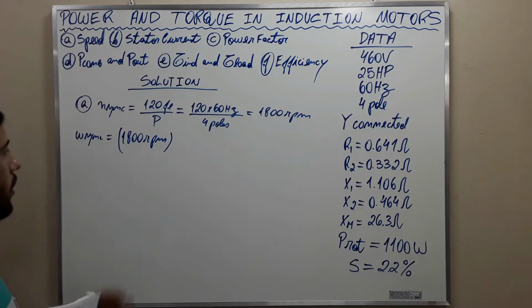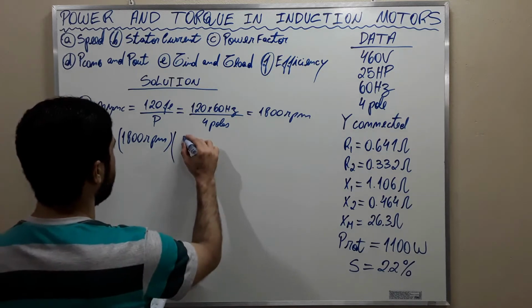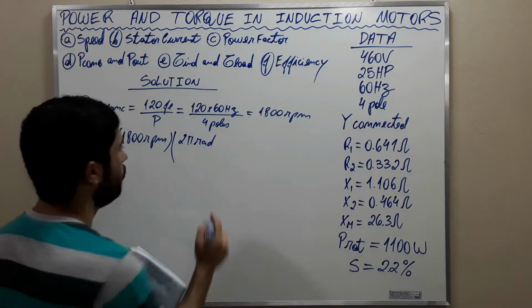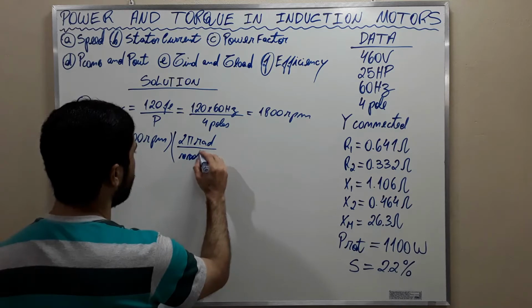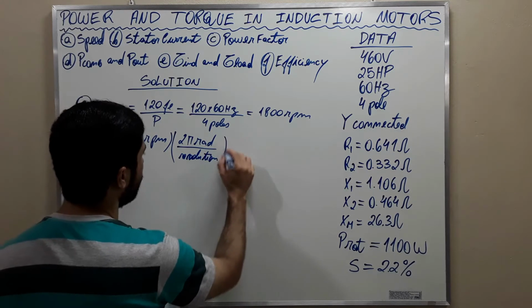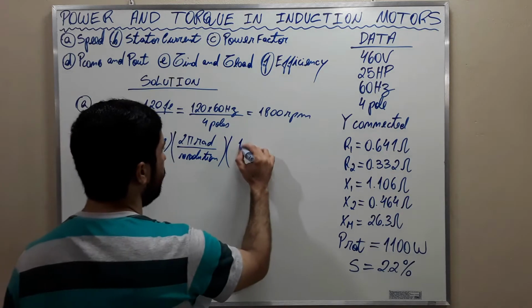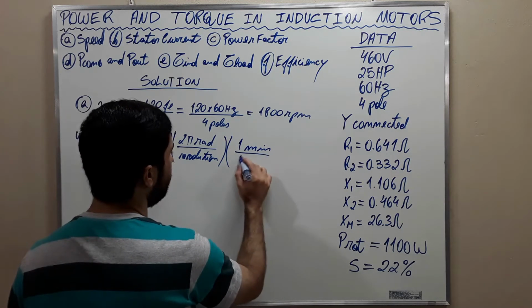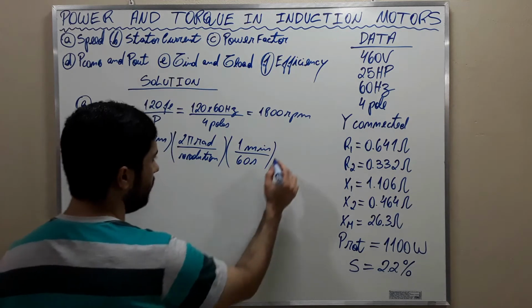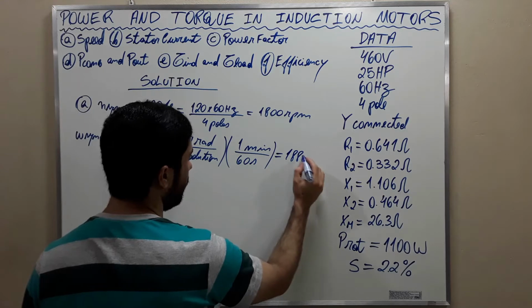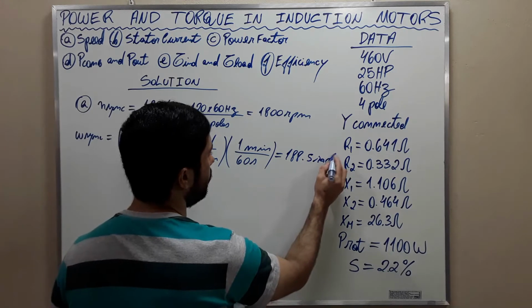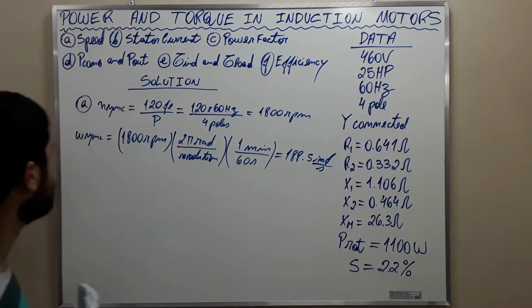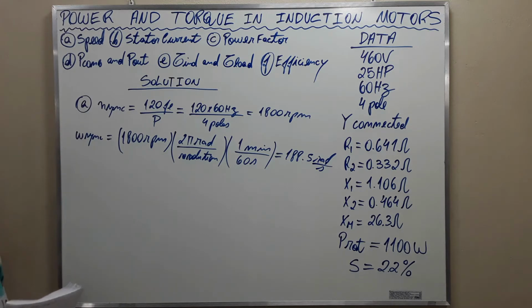The conversion is 1800 RPM times 2 pi radians for every revolution times 1 minute for every 60 seconds, and then this result is 188.5 radians per second. Now let's do the same for the rotor.